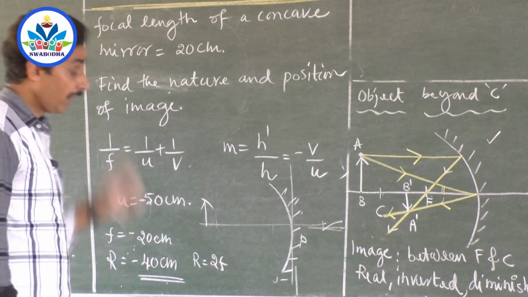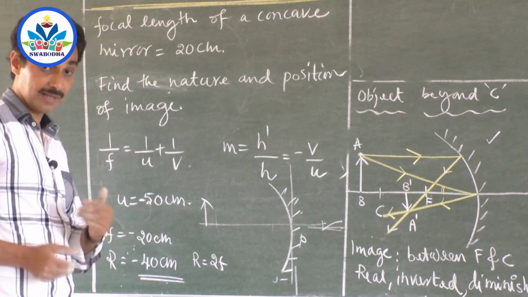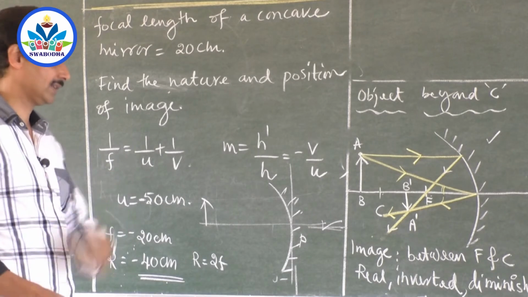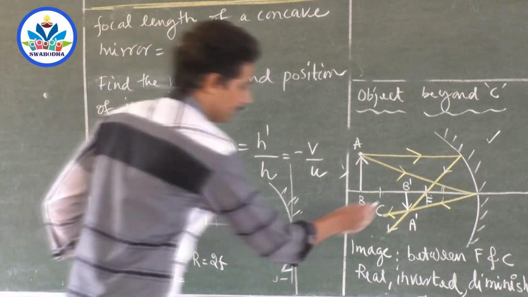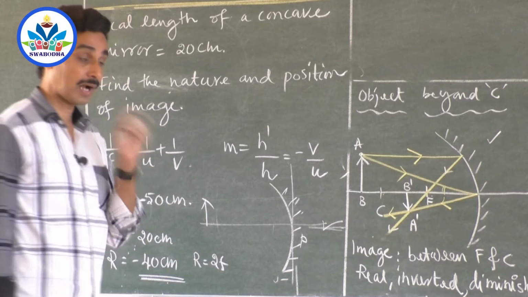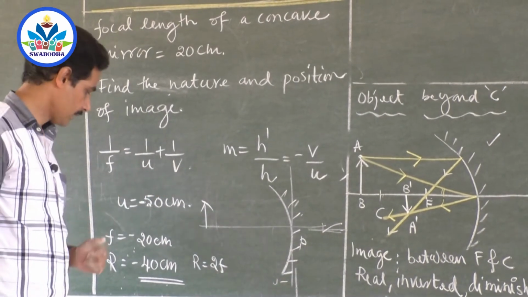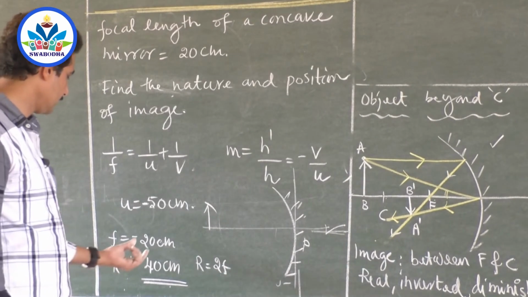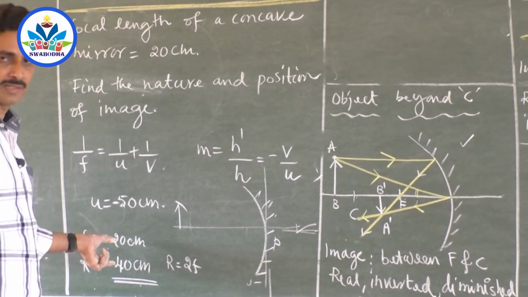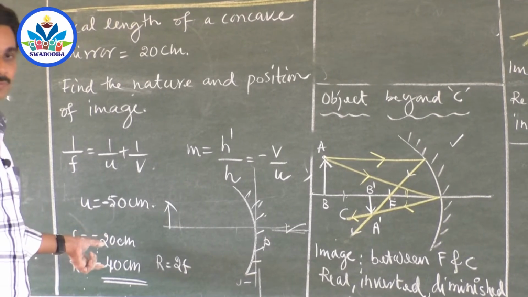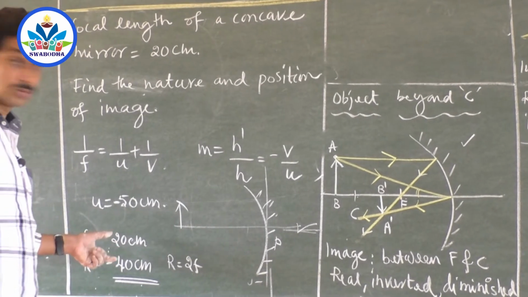Now where should we get the image? Let us analyze it in the beginning and then we will try to get the answer. The image should be between C and F. That means our image distance answer should be between 20 and 40. Am I right? It should be between 20 and 40. Let us see whether we get it between 20 and 40.